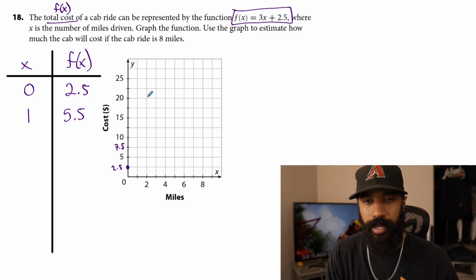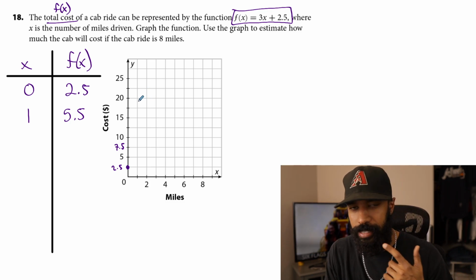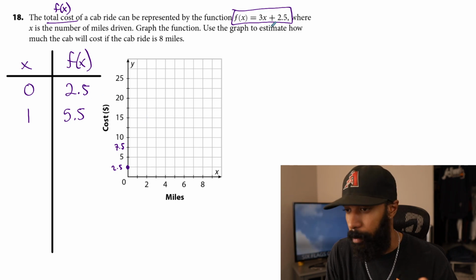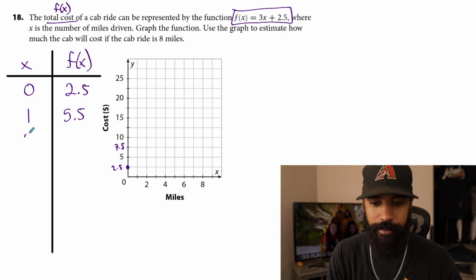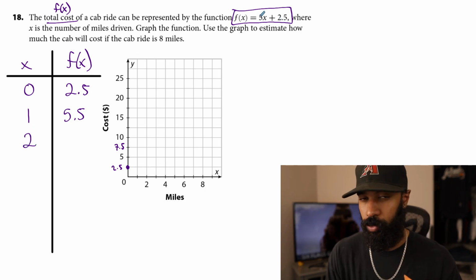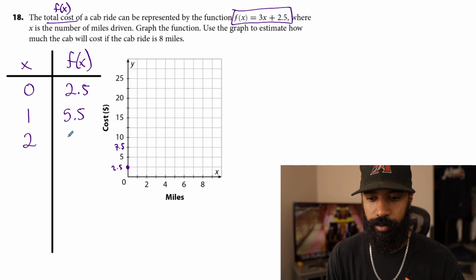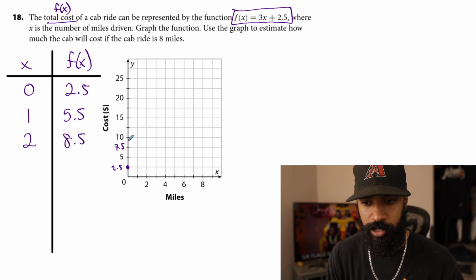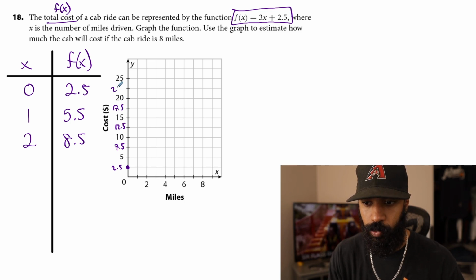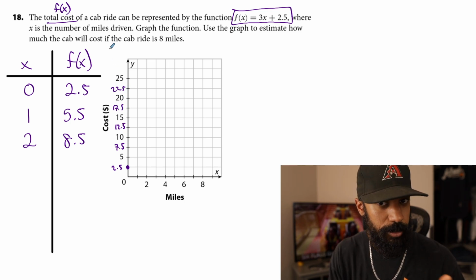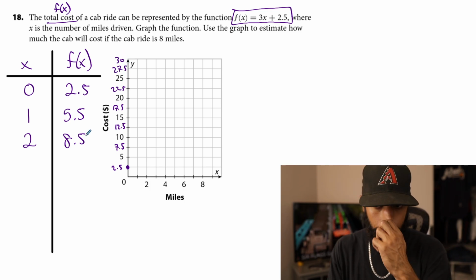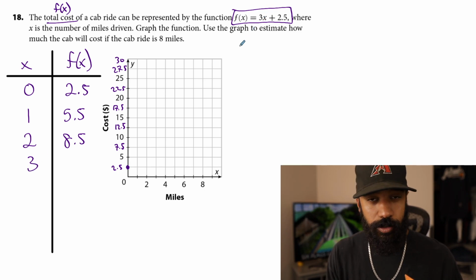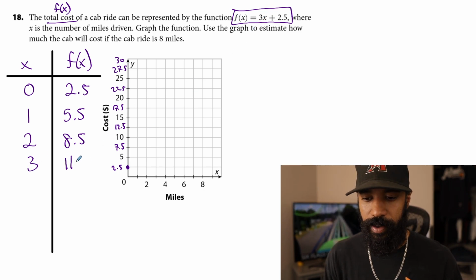What I'm going to do instead is find the next number that could potentially land on this thing to graph. I might put in some of these values, but you'll start to make sense how we do this in a faster way. If I try and use 2, 3 times 2 is 6, plus 2.5 is 8.5. Okay, that's still not on here. Remember, this is 12.5, this is 17.5, this is 22.5. I'm trying to find one of these numbers again. This is 27.5, and this should be 30. Okay, 3 times 3 is 9, plus 2.5 is 11.5.